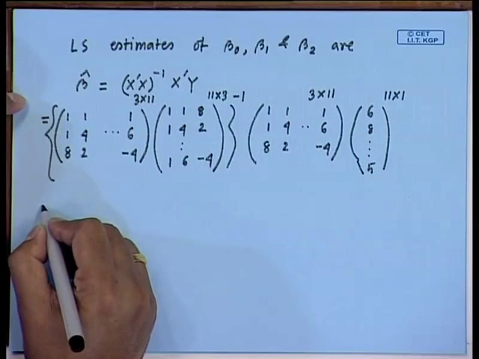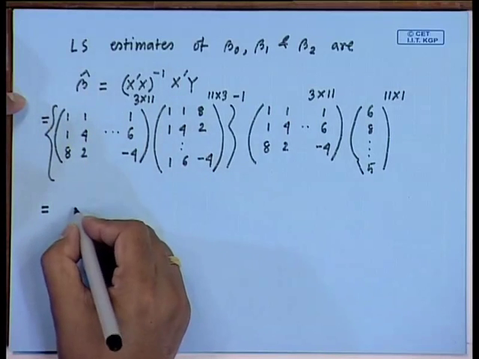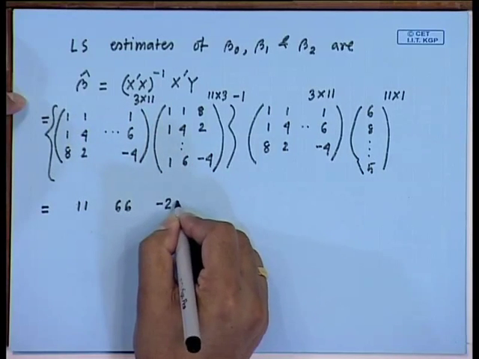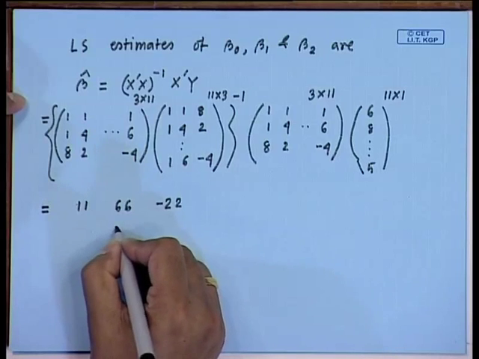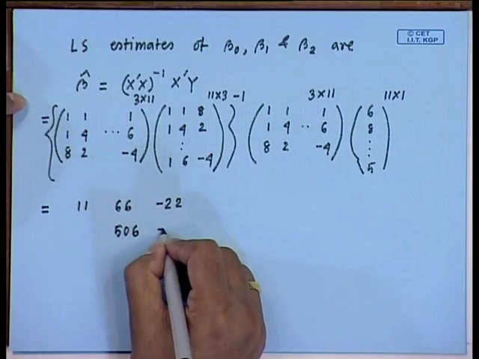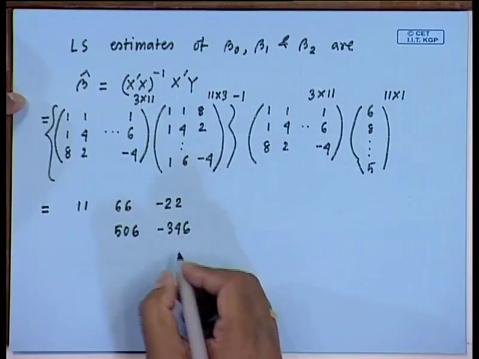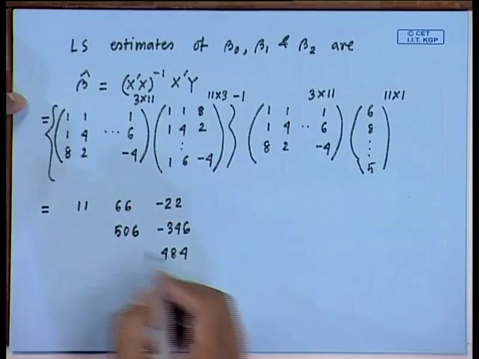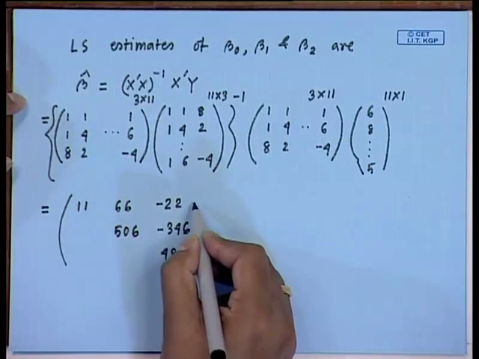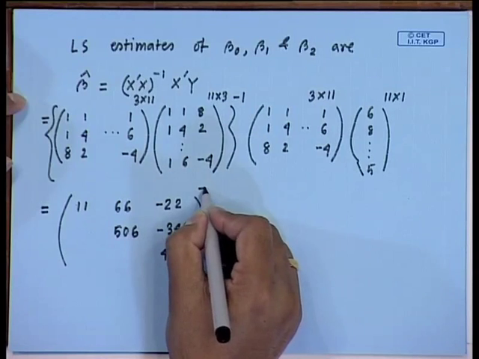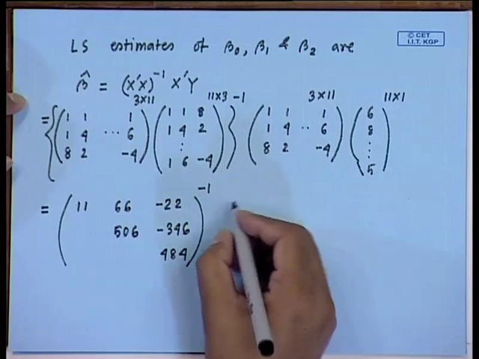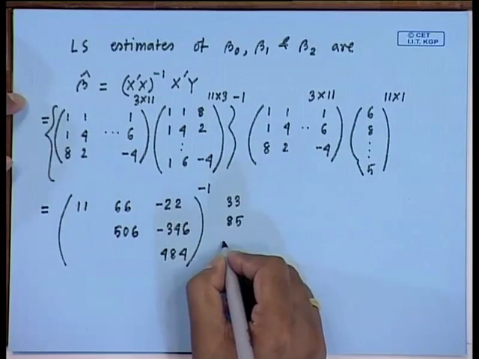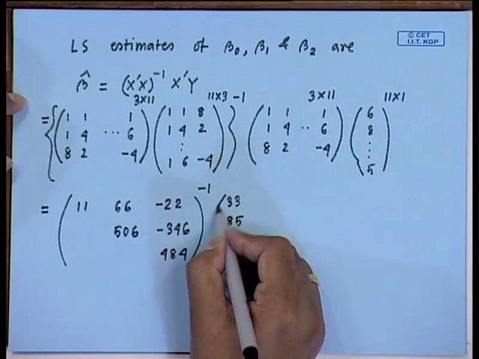Well, so you can check that x prime x is equal to 11, 66, minus 22, 506, minus 346, 484, and it is a symmetric matrix. Okay, so this is my x prime x, so x prime x inverse, and x prime y is 33, 85, 142. So you can check that.